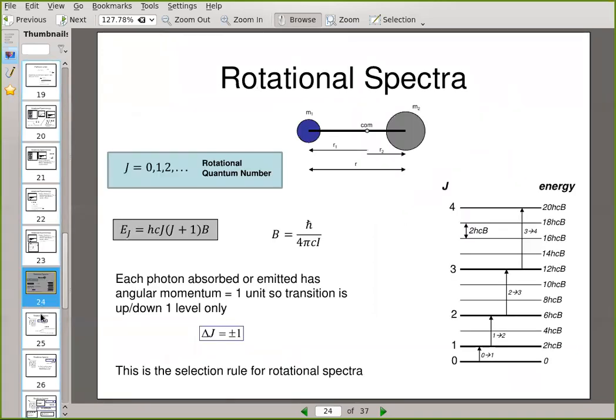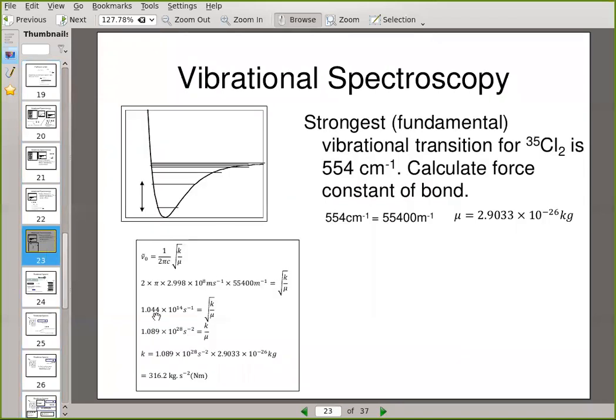Okay, and then work through the calculation. If you get something that's on the order of a couple of hundred kilograms per second squared, then you know you're in the right ballpark for force constants.